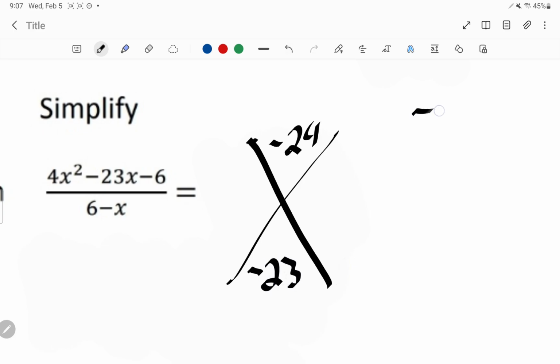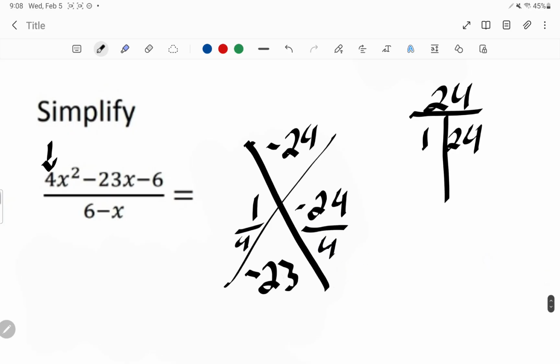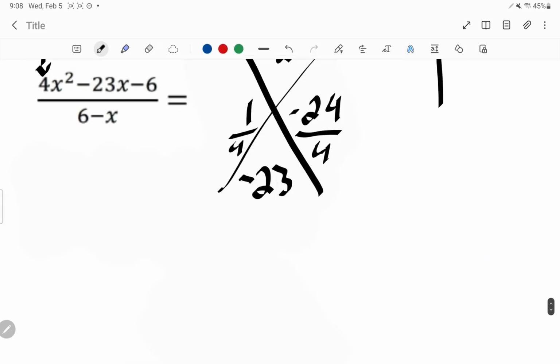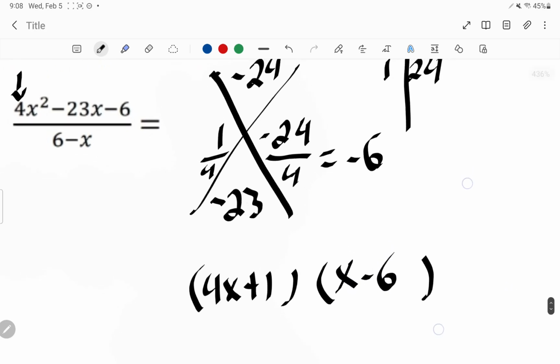What two numbers give me 24? This one's easy. 1 and 24. I know for a fact that the negative is going to have to be the 24 because I have a negative 23. Now, due to the fact that this is bigger than 1, we divide both sides by 4. As we divide by 4, this one's going to turn into 4x plus 1. Remember, you always put the first one first. And the second one is going to turn into negative 6, so x minus 6.